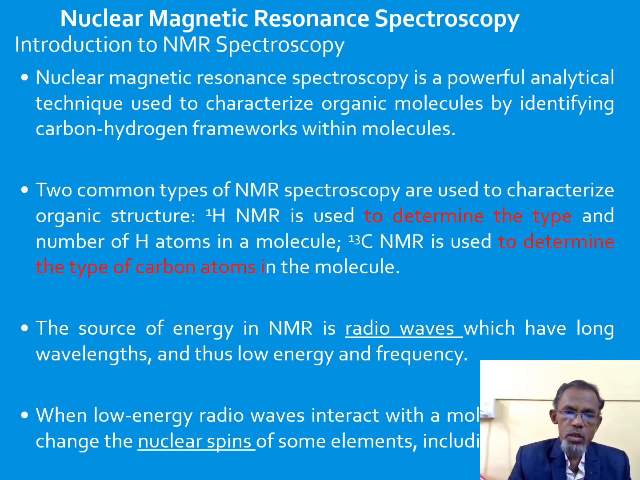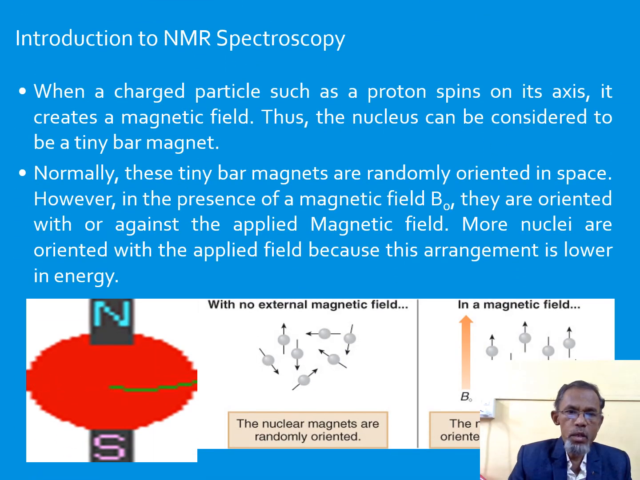The source of energy in NMR is radio waves, which have a long wavelength and thereby have low energy and low frequency. When a charged particle such as a proton spins on its axis, it creates a magnetic field. Thus, the nucleus can be considered to be a tiny bar magnet. Taking advantage of this bar magnetic nature of a nucleus, we exploit the nucleus by application of an external magnetic field.